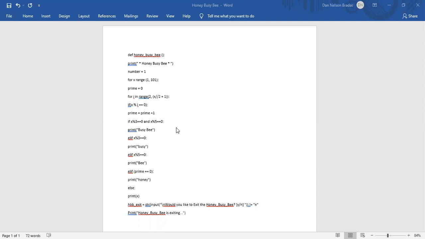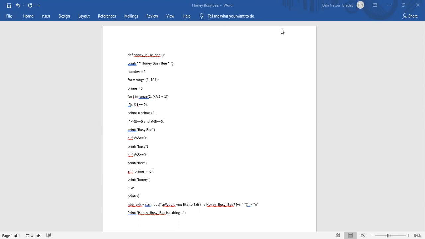If x percent 3 is equal to 0 and x percent 5 is equal to 0, print BCB. If x percent 3 is equal to 0, print BC. If x percent 5 is equal to 0, print B. If prime is equal to 0, print honey, else print x.